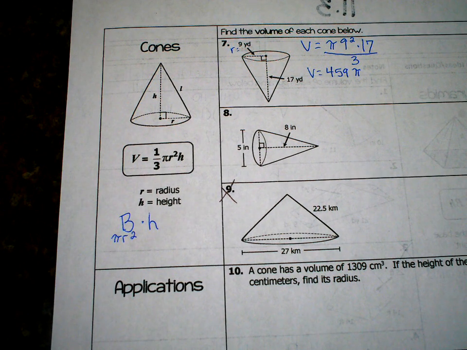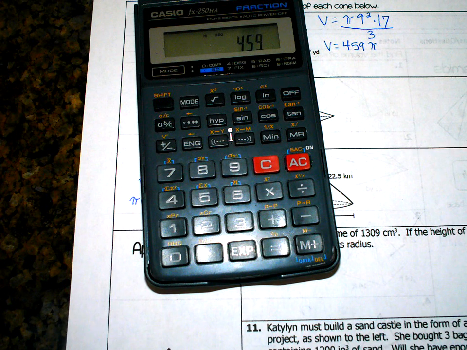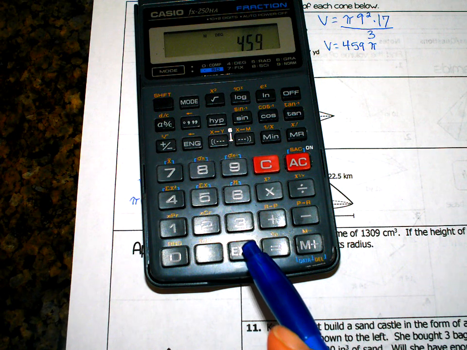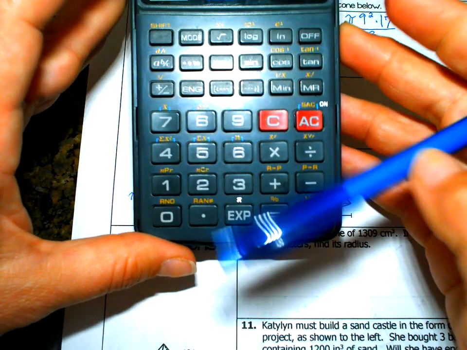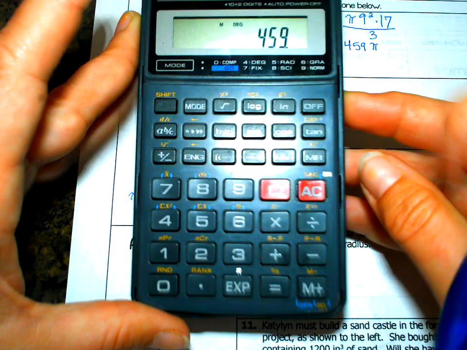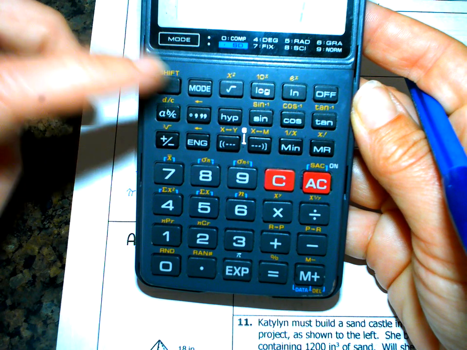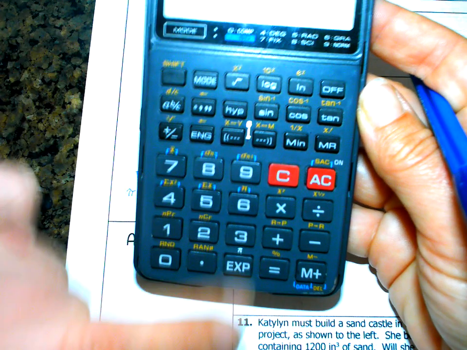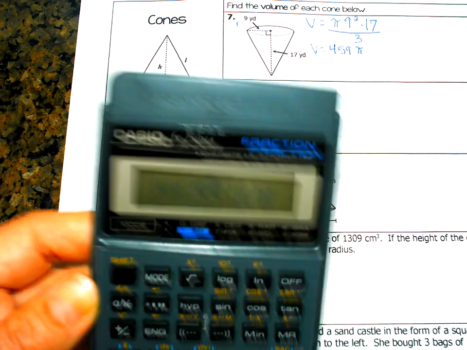If I decided I wanted to, now you have to actually press the pi button. So I'm going to do 459, and my pi button is above the EXP down here. So 459 times pi, equal. Pi times 459. Much better. Sorry, you couldn't see what I was doing.